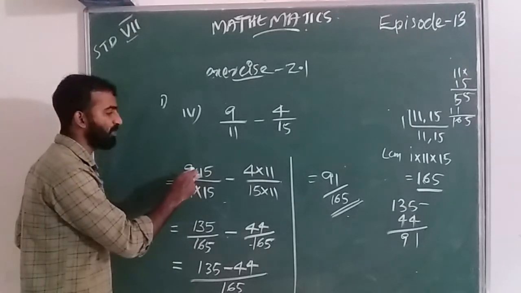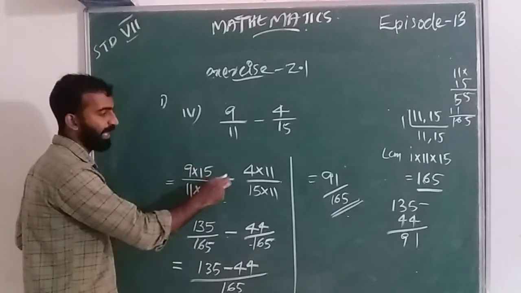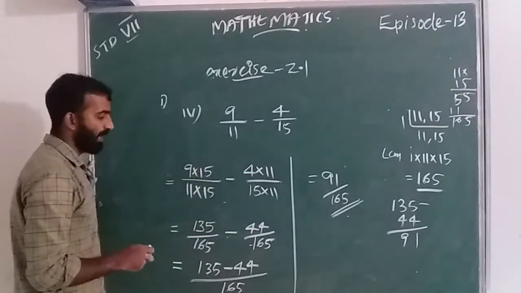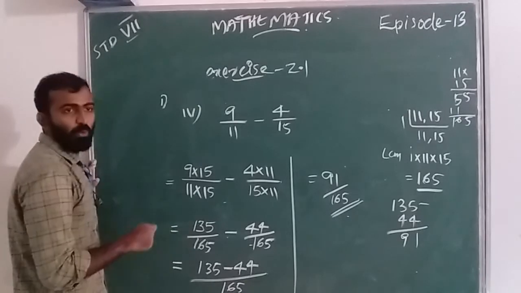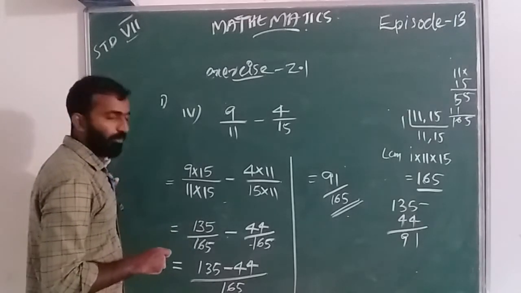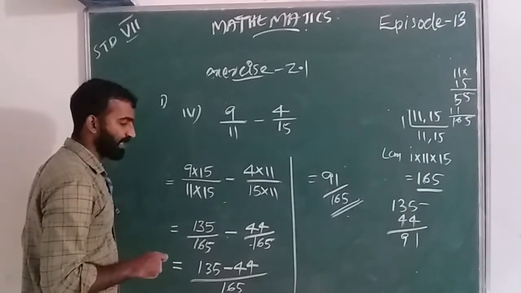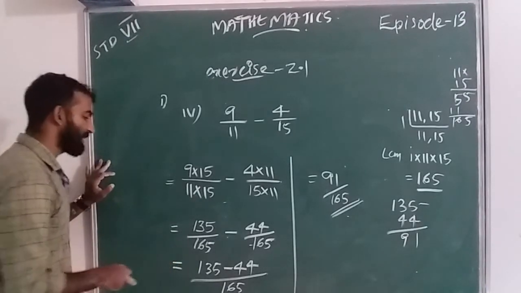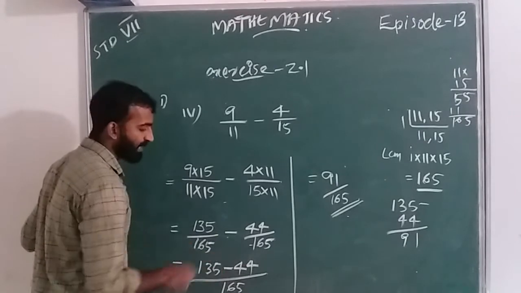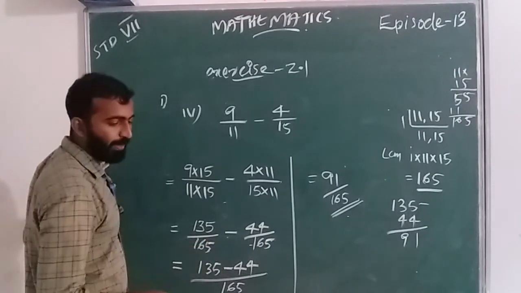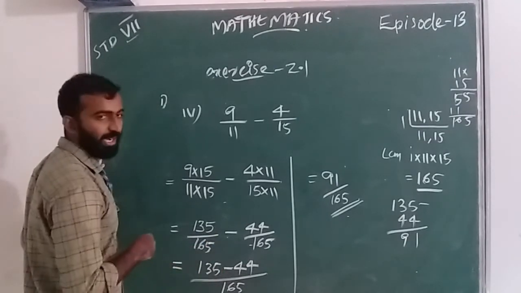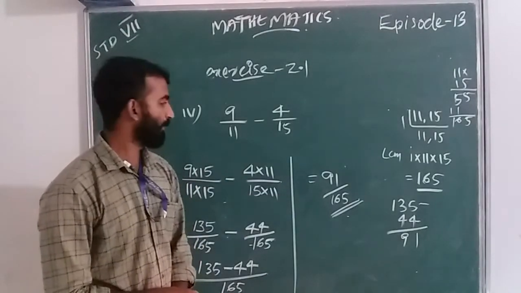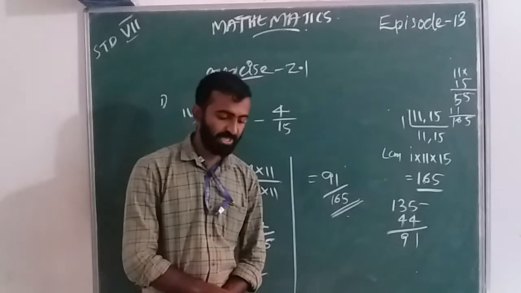That is 9 into 15 minus 4 into 11 upon 165. That is, we get 135 by 165 minus 44 by 165, and then 135 minus 44, whole divided by 165. So the answer is 91 by 165.